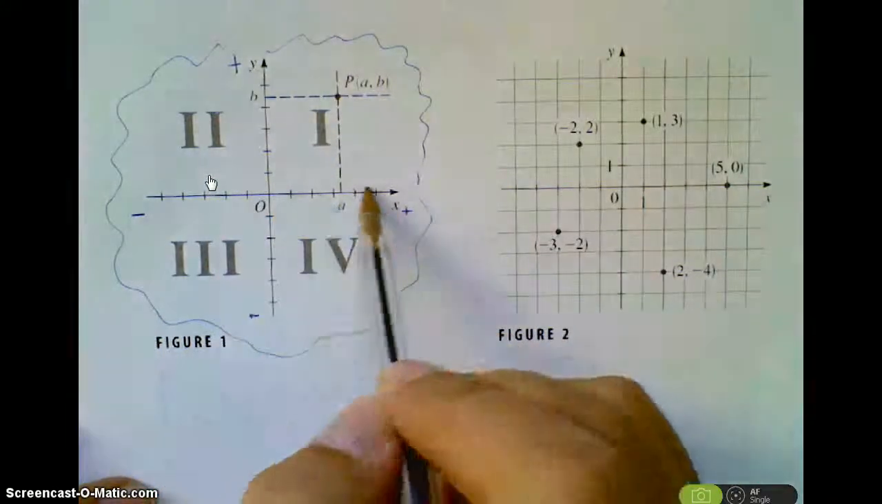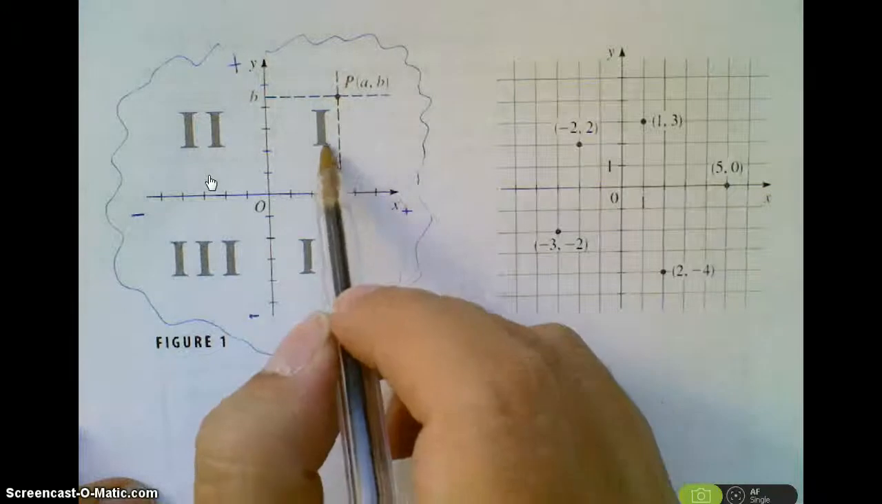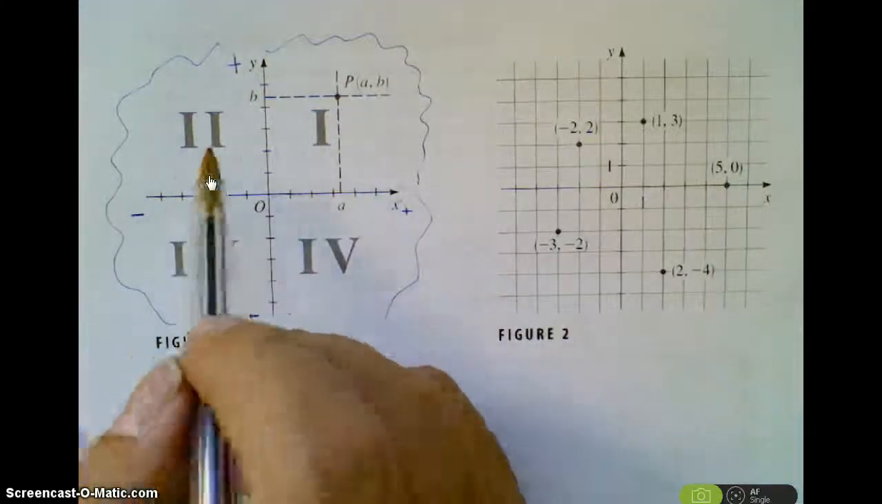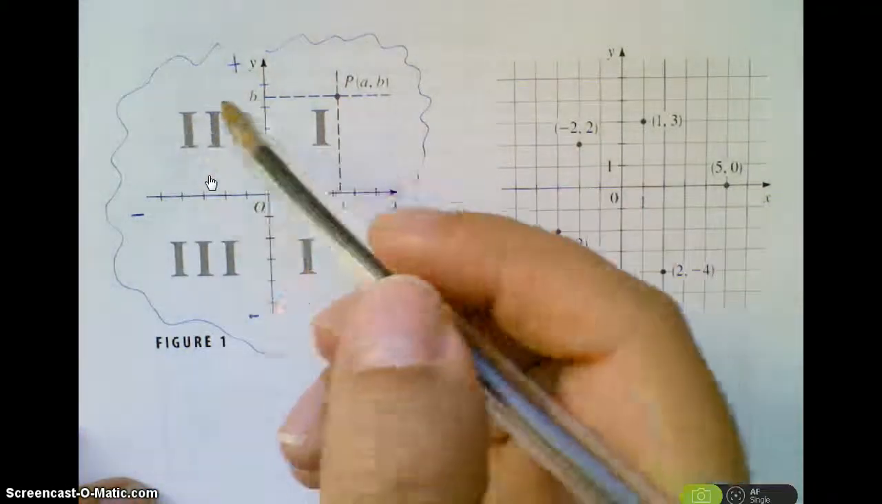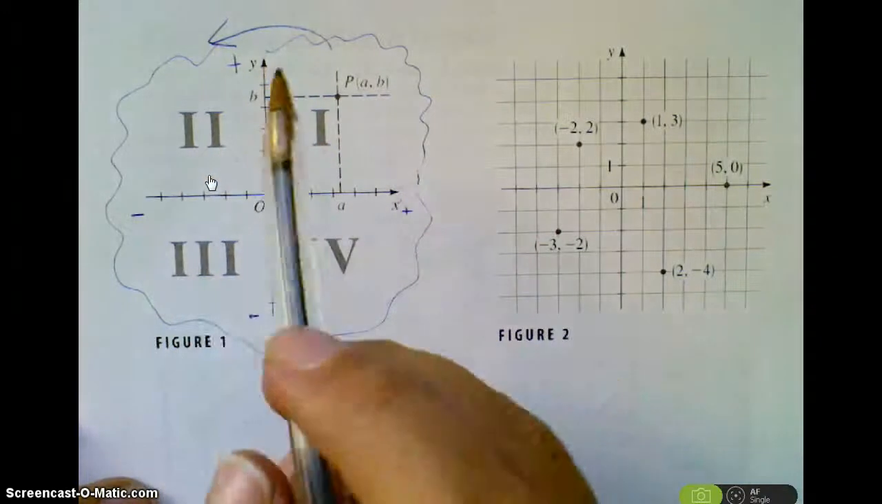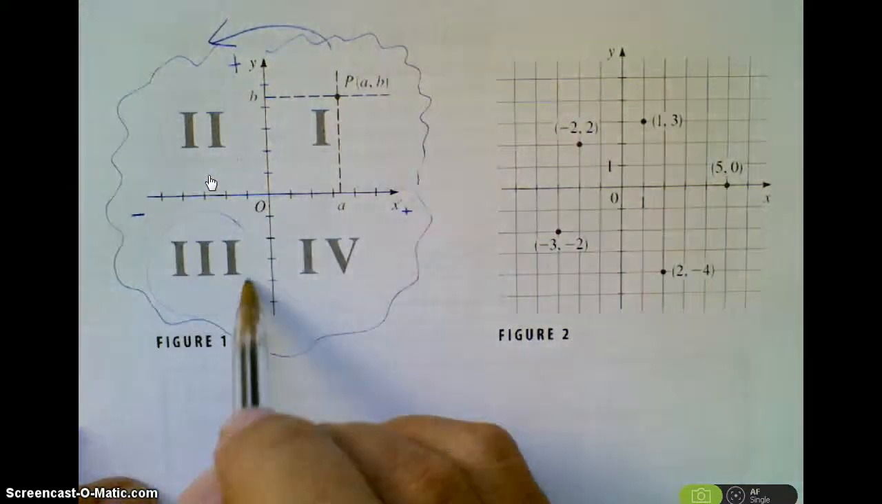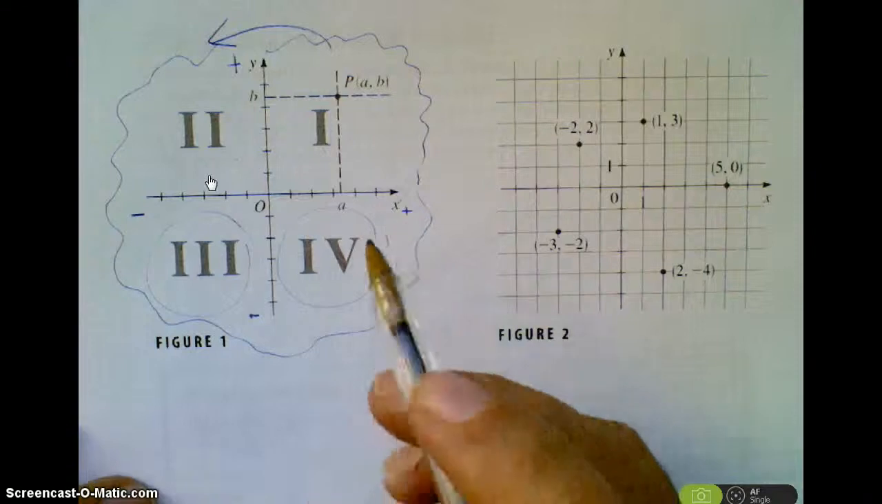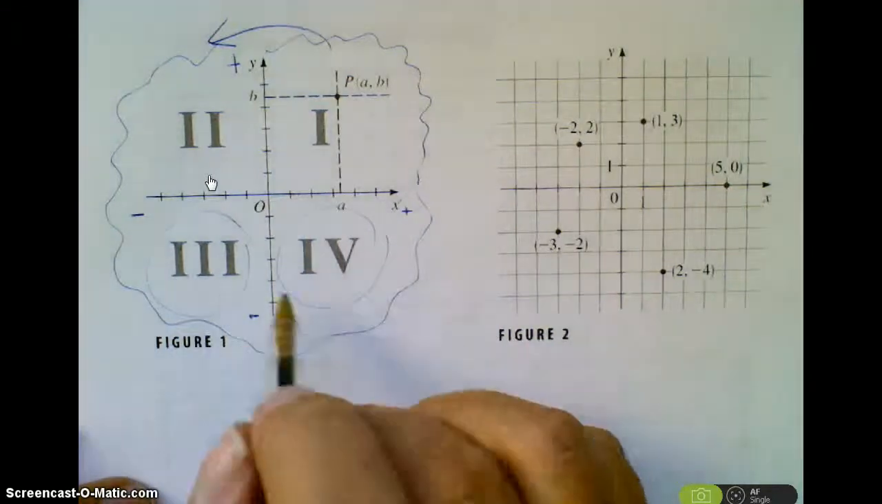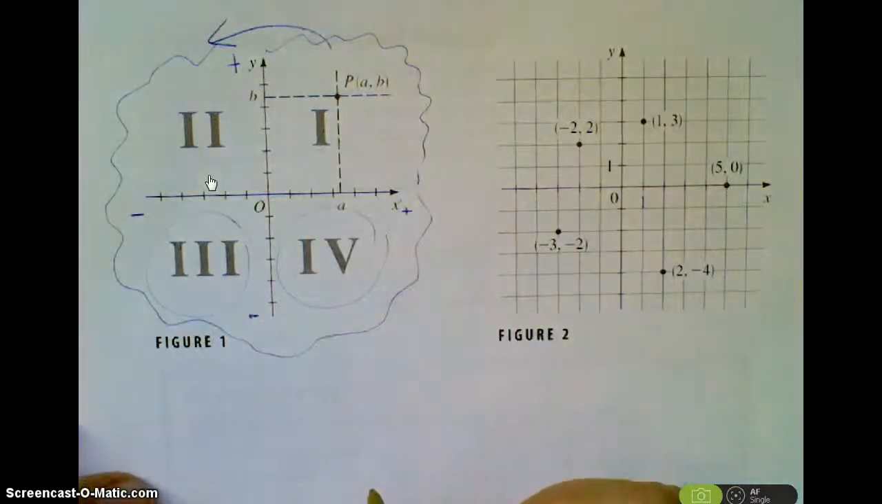Now this one is going to be known as quadrant 1, and then we're going to go counterclockwise, meaning this direction, to name the rest of the quadrants. So this will be the second quadrant, this will be the third quadrant, and this will be the fourth quadrant. This is going to be important information when we study trigonometry.